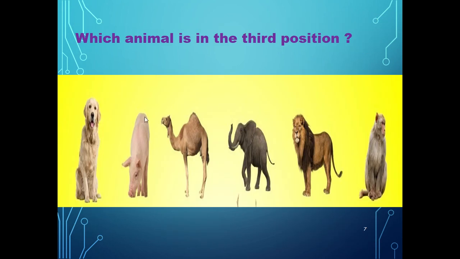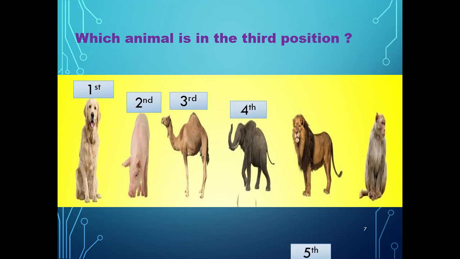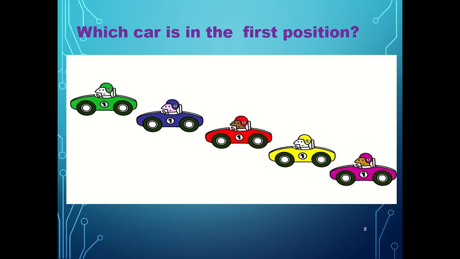So which animal is in the third position? Let's see. The dog is in the first position. Pig second. Camel third. Elephant fourth. Lion fifth. Monkey sixth. So children, which animal is in the third position? Yes, camel. Camel is in the third position.